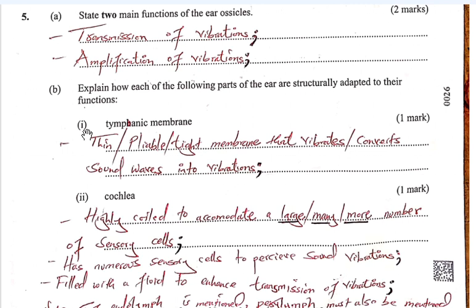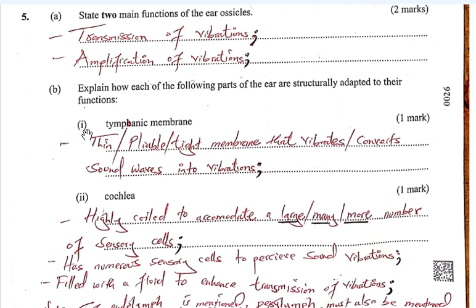The modification of the eardrum or the tympanic membrane, it is a tight membrane, which enables it to vibrate, to convert sound waves into vibrations. Remember, eardrum is the one which converts sound waves to vibrations. You can also say it is thin or pliable.